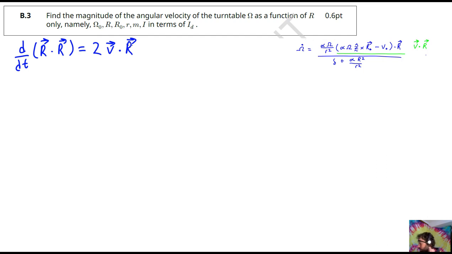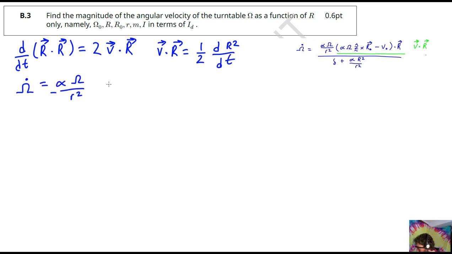then we can get rid of this bit that's highlighted in green by essentially using that v dot r is going to be equal to a half d r squared dt. So we can substitute this in, and then we get this. Alright, I'm just going to do the denominator first, like this.